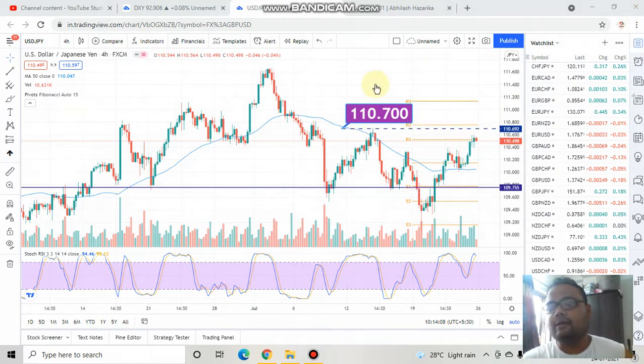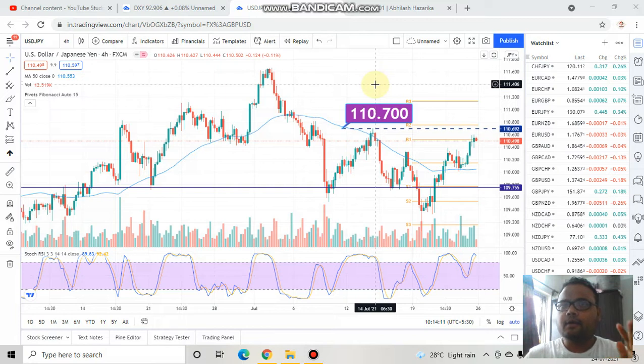So what should be our strategy for Monday? The chart of USDJPY is quite simple in comparison to the charts of Euro USD and Pound USD, because in Pound USD and Euro USD I have explained all the complexities, but this chart does not seem to be much complex.